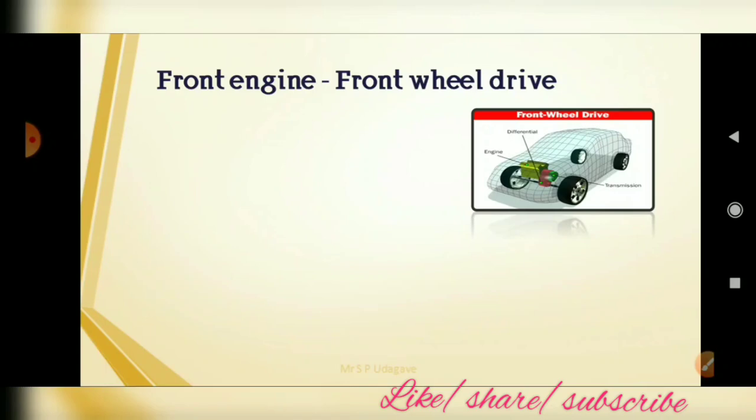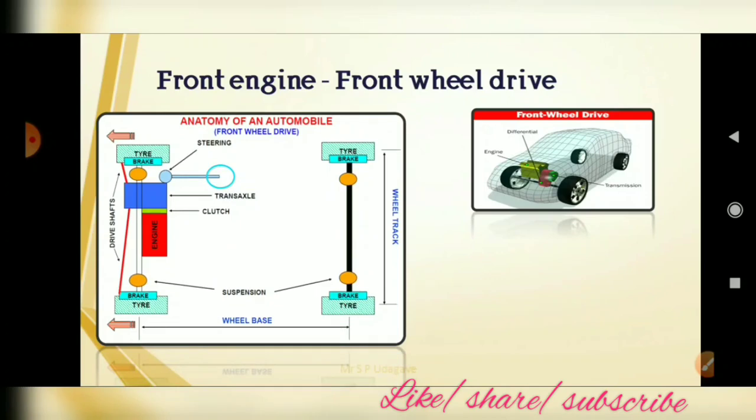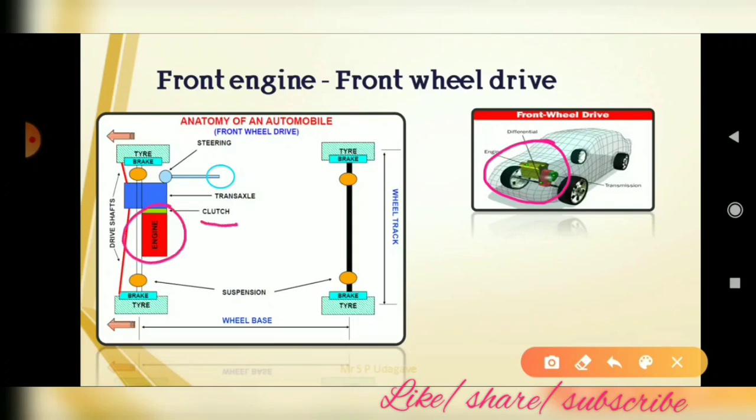Next one, the front engine front wheel drive. Now we can see the figure. In that figure you can see the engine as well as the differential mounted on the front axle. You can see clearly the front engine, followed by the clutch and transaxle, with the differential mounted, and the power or torque is transmitted to the front axle. This is called the front engine front wheel drive.